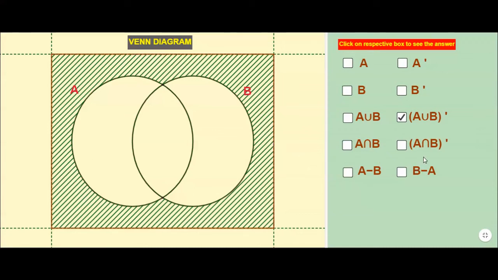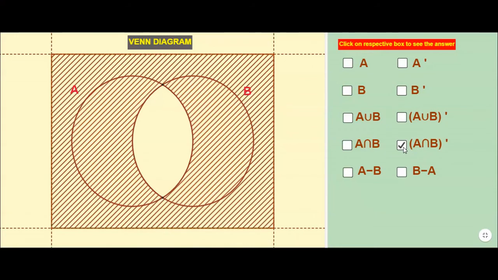Now let us move to A intersection B complement. A intersection B complement is a set which does not contain any elements of A intersection B. So when I click on this, as you can see, I get a portion shaded red in color which excludes the region where the two circles representing set A and B are overlapping. That is, it is excluding A intersection B. So this is the Venn diagram of A intersection B dash, that is A intersection B complement.